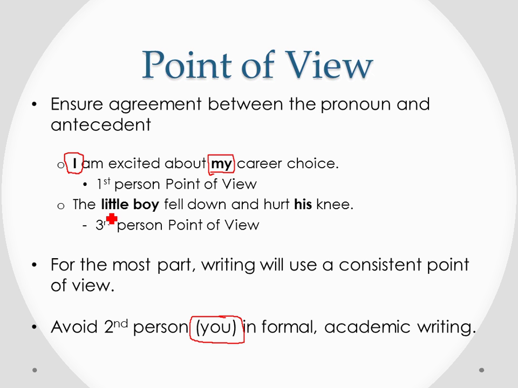Likewise, in our example sentence from the first slide, the little boy fell down and hurt his knee. So again, I look at my antecedent, little boy, and I know that that's in third person. Hence, I need a third person point of view pronoun. It wouldn't be appropriate to skip to a different point of view.